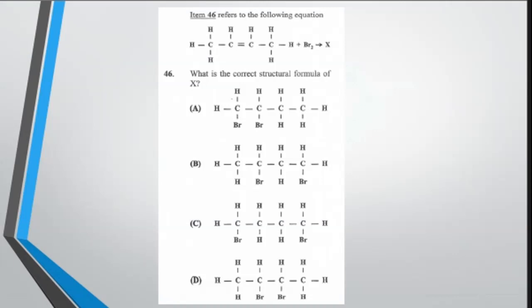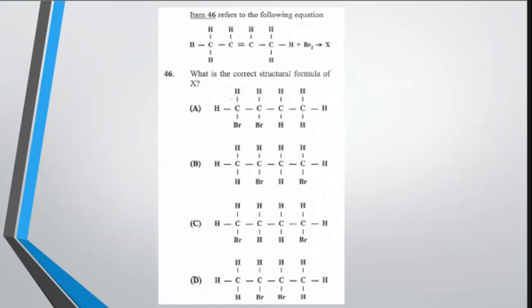All right, question 46. Item 46 refers to the following equation, and they give you the equation there. So we have an alkene, because there's a double bond present, reacting with bromine, Br2, which is a halogen, to give you some product X. They ask: what is the correct structural formula of X?